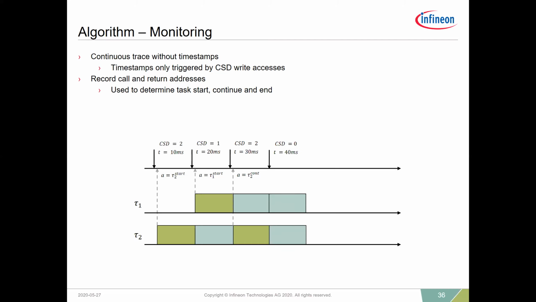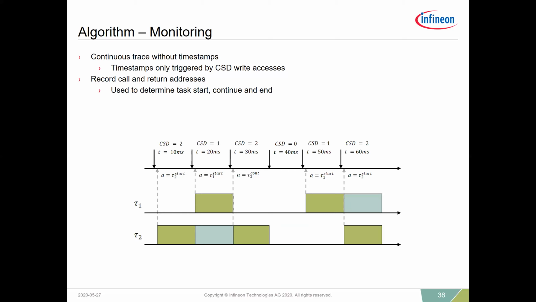And then CSD is set to 0, which might be another task, or maybe the idle loop or something else. We don't know what happened to task 1 and task 2 at this moment. But now we see, okay, task 1 starts again, and we see the start address. So the part of task 1 we have seen before must be one instance of task 1. And the same happens for task 2. We now see that task 2 starts again. So the first 3 blocks from task 2, including the time from 20 to 30 milliseconds where task 2 is preempted, this is one instance.